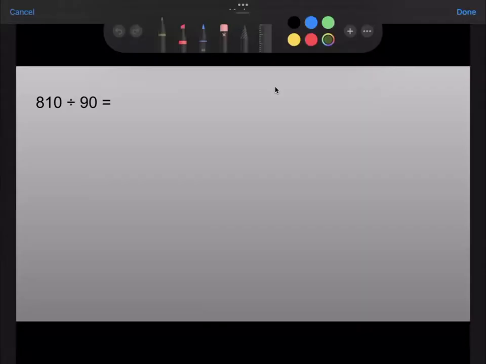Okay, here's our next example. We're going to take 810 and divide it by 90. So let me go ahead and rewrite that here. 810 divided by 90. Now, both of these numbers end in 0, which means I can cut some zeros off. 90 has 1 zero and 810 has 1 zero. So as long as I cut the same amount off from both numbers, I'm okay and I'll get the same answer. So I'm going to cut 1 zero from here and 1 zero from here.